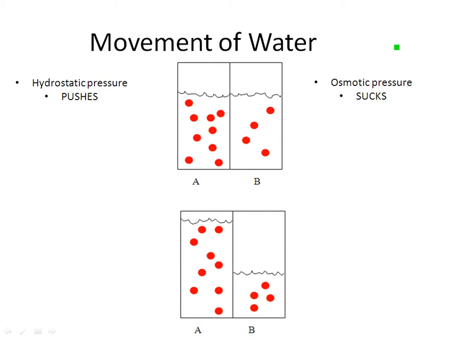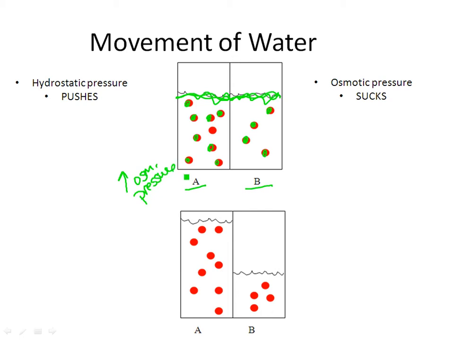So if you look at these two images we have here, A and B, all of this is our water. You can see we've got an equal total volume in side A and side B. But let's say the little red dots are sugar. Which side has more sugar? Well, obviously side A has more sugar. So side A has higher osmotic pressure, because it has more stuff dissolved in the water.